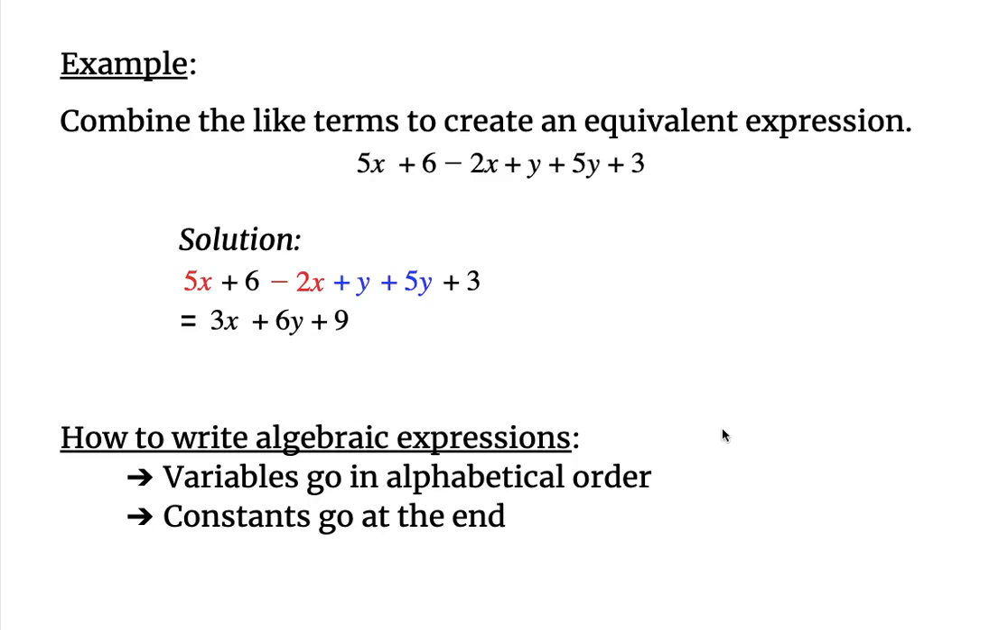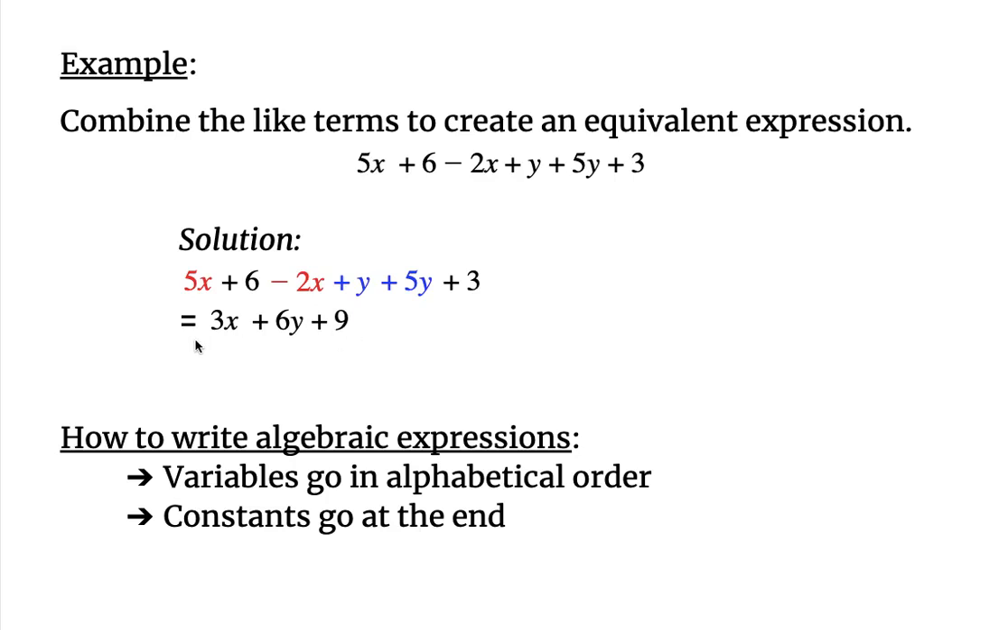And then as a quick side note, there is a proper way of writing algebraic expressions. We like to make things organized. So variables will always go in alphabetical order. Notice how in my answer I put my x's first, then my y's, and then constants always go at the end. So numbers without variables go at the end, so that there's some kind of order to it. So it goes x, y, and then the number. The constant always goes at the very end.